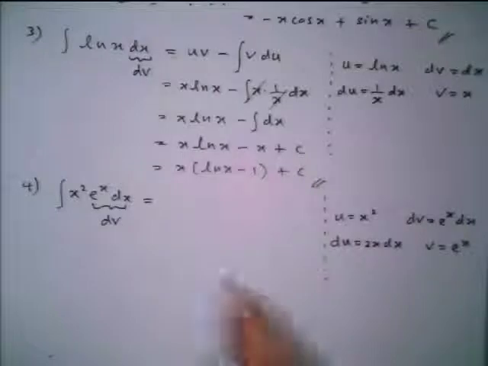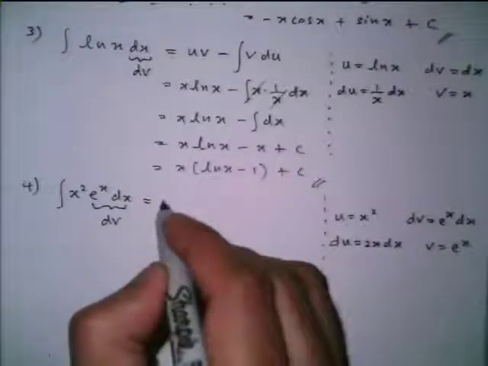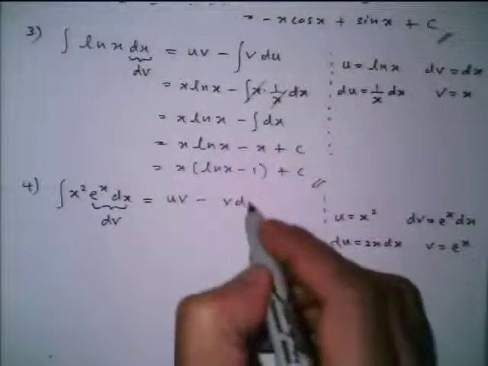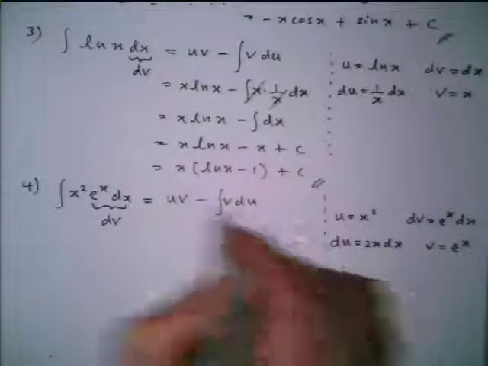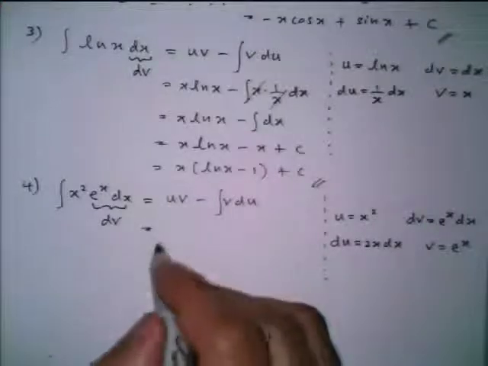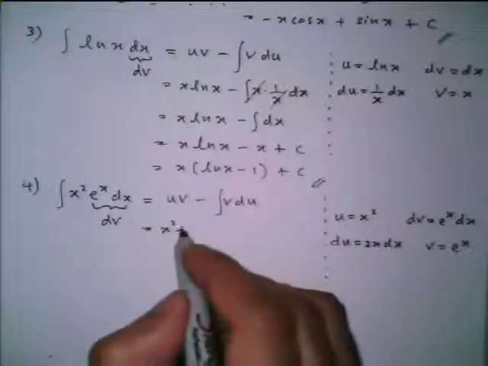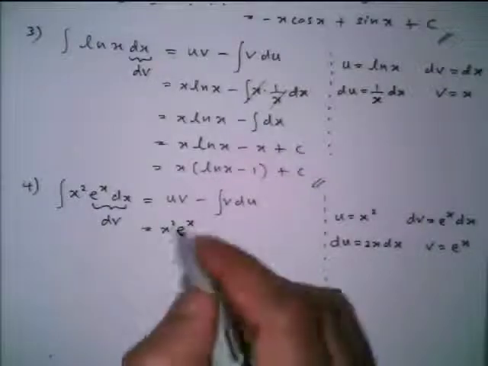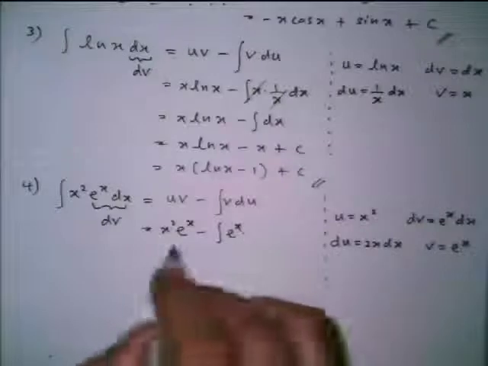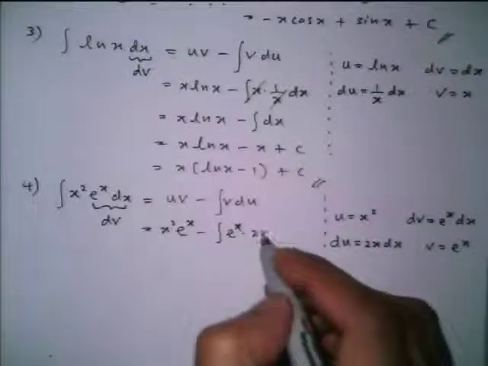So let's put it there. If you put it there, what do you get? It is uv minus integral of v du. And we want to see this line every time. Okay? So it is x squared e^x minus v means e^x, du means 2x dx.